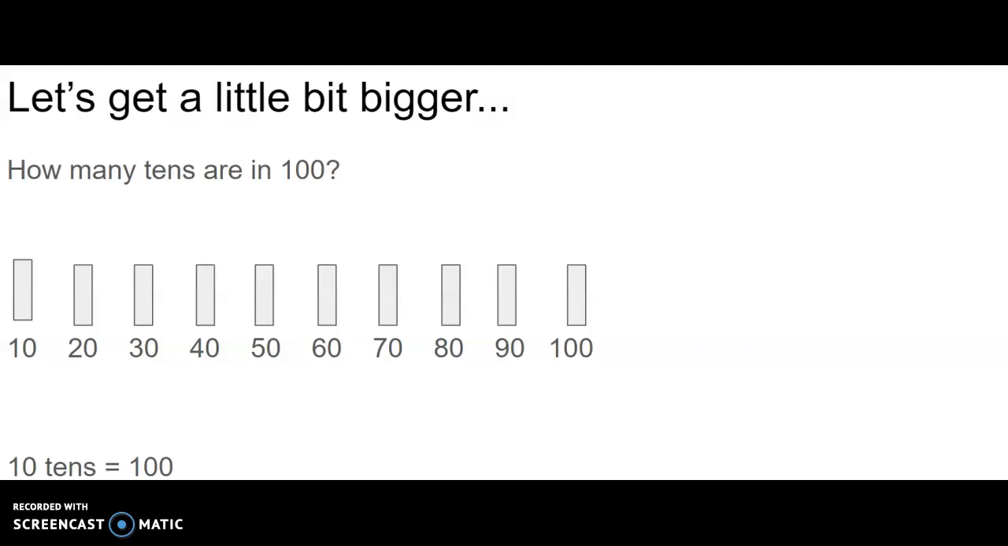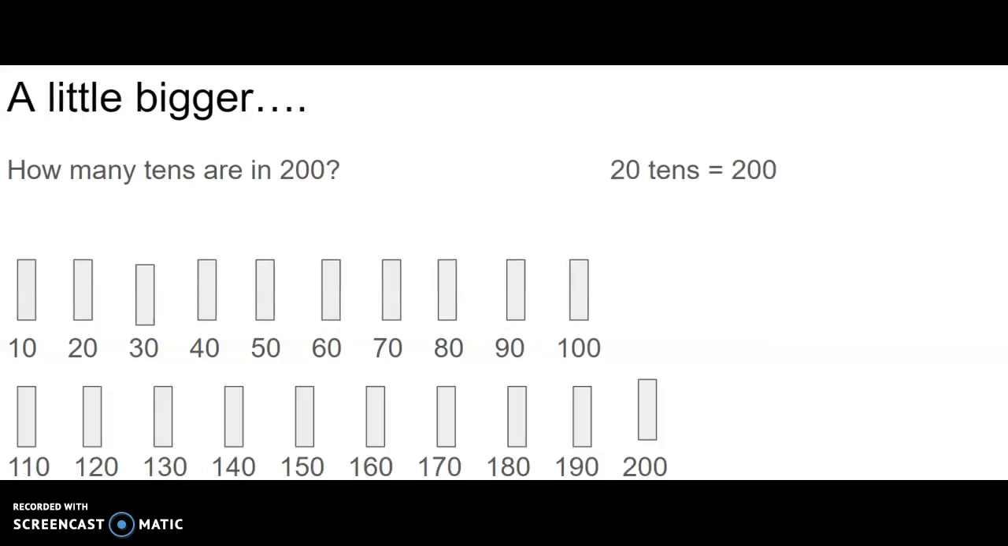If I count by tens, and I've used 10 sticks, I've got 10, 20, 30, 40, 50, 60, 70, 80, 90, 100. There are 10 tens in 100. A little bit bigger. How many tens are in 200?